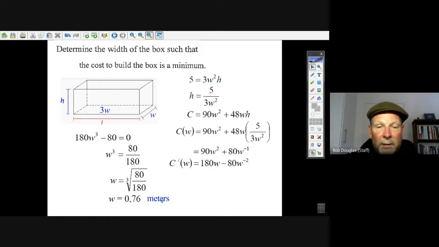They should put the units, they forgot in the memo. 0.76 meters. That's the answer for the width of the box that's going to minimize the cost. You see, this was the cost function, finding the derivative and then making it equal to zero. We can find the top or bottom of the curve, and that's why it's giving us a minimum. And that's how it works.